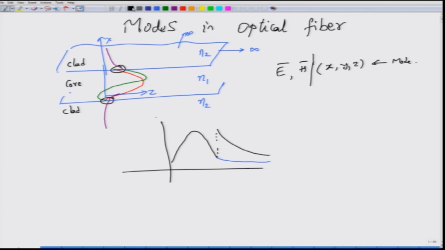If you call this one b e power minus alpha x, where alpha denotes how quickly it is decaying into the cladding, and if you have this one as a sine k_x x, I am assuming still this slab waveguide, and the amplitude of this one is some a, then I have to adjust the amplitudes a and b, and this adjustment comes from boundary conditions. So, boundary conditions simply stitch the behavior of the wave in the core and in the cladding region.